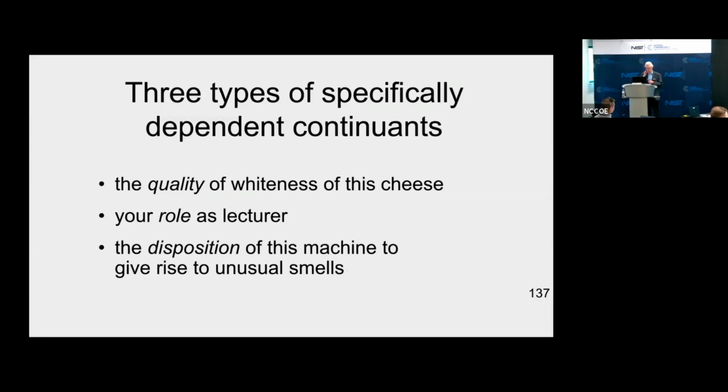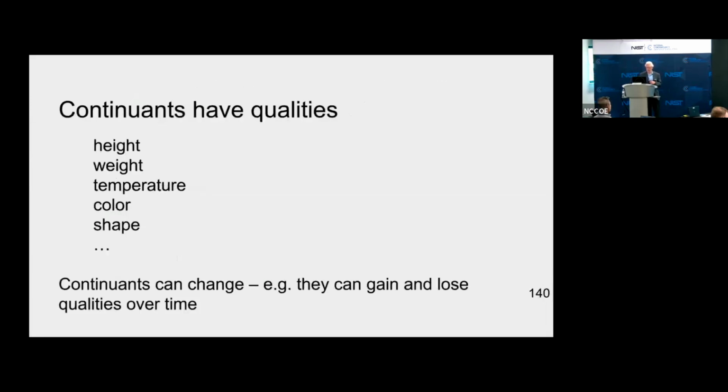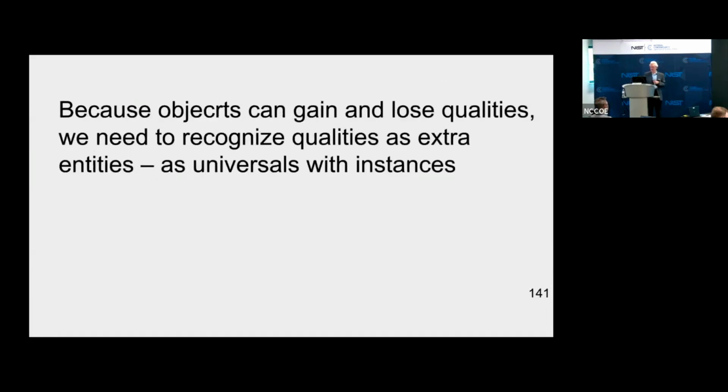Qualities are always realized. And dispositions are like roles, they're not always realized. So we have two kinds of specifically dependent continuants.